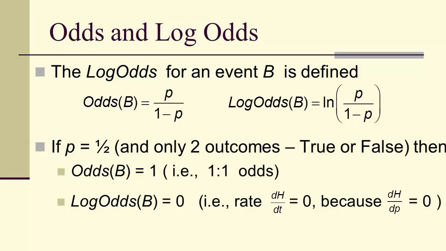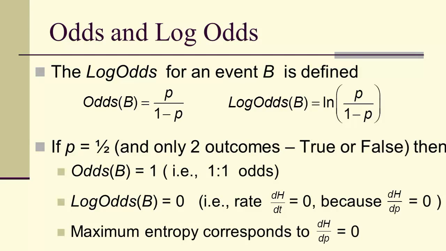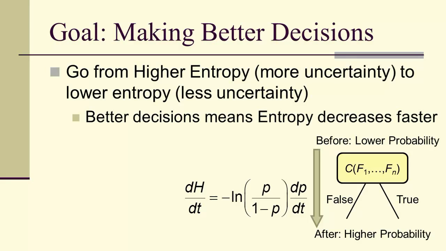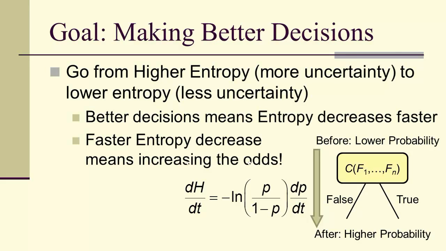Now this is significant because the log odds of B equaling 0 is where the rate dH/dt is 0. And that's because it makes dH/dP equal to 0. We'll also see later on that maximum entropy corresponds to points where dH/dP is equal to 0. So our goal here was to make better decisions, to go from higher entropy, more uncertainty, to lower entropy, less uncertainty. And better decisions means making entropy decrease faster. Faster entropy decrease means increasing the odds.